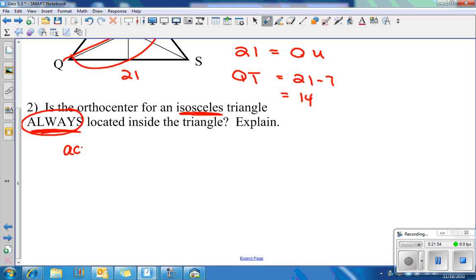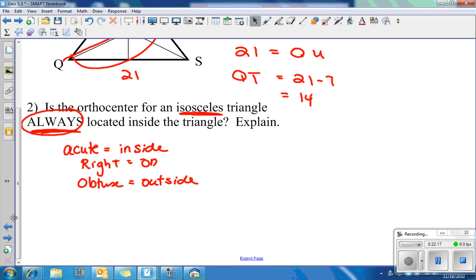And here's the reason, and you're going to notice this. The acute is always going to be inside. A right is going to be on. All right, and an isosceles can be a right triangle, a right isosceles triangle. And obtuse is going to be out of it. It's kind of nice to know that you will be able to figure that out.